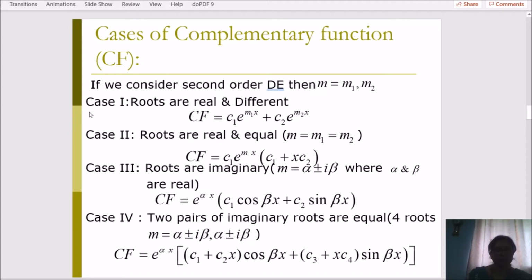Now case 1, we apply this case whenever the roots are real and different. Whenever the roots are real and equal, we apply case 2. Whenever the roots are imaginary in the form of alpha plus minus i beta, then we apply case 3. For these three cases we consider second order differential equation, that means there are two roots. Now for fourth case we consider four roots. That means two pairs of imaginary roots are equal in the form of alpha plus minus i beta, then we apply this case.